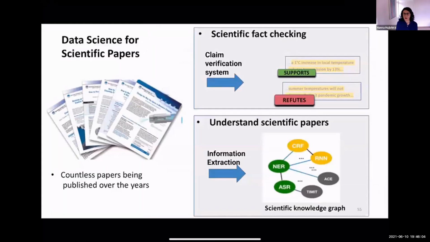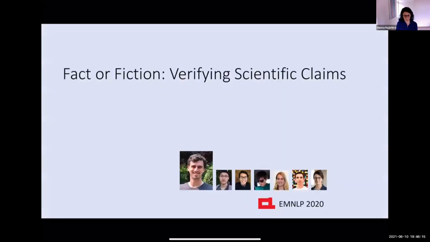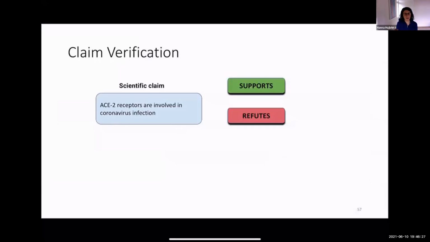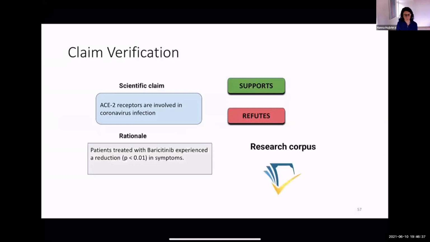Okay, so I think I have a few more minutes. I also want to talk a little bit about our second line of work on scientific claim verification. This project was also led by my amazing student, Dave Wadden, and also in collaboration with AI2 researchers. Basically, here is the challenge in scientific claim verification. Remember this sentence I mentioned at the beginning: ACE2 receptors are involved in coronavirus infection.